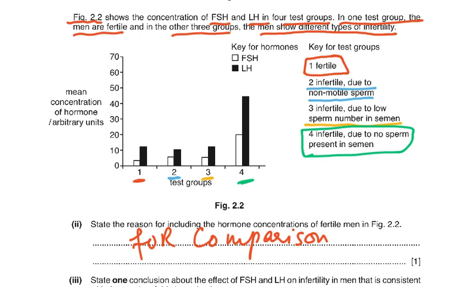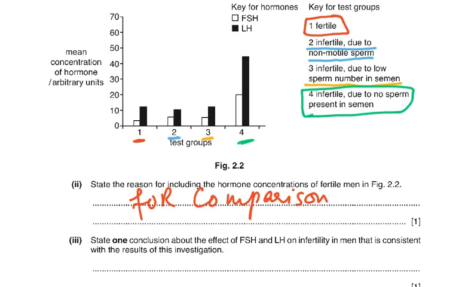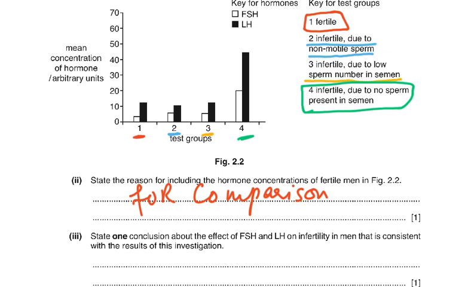you're reading the question. Now state the reason for including the hormone concentrations of fertile men in figure 2.2. Naturally, we would need to compare it with somebody. So we'll have to compare the infertile, because these three were infertile. So we had to compare it with what was the normal and what was the abnormal. So in order to do that, we would have had to have some sort of a set of data from the fertile. So that is the first part of the question. State the reason for, so for a comparison.